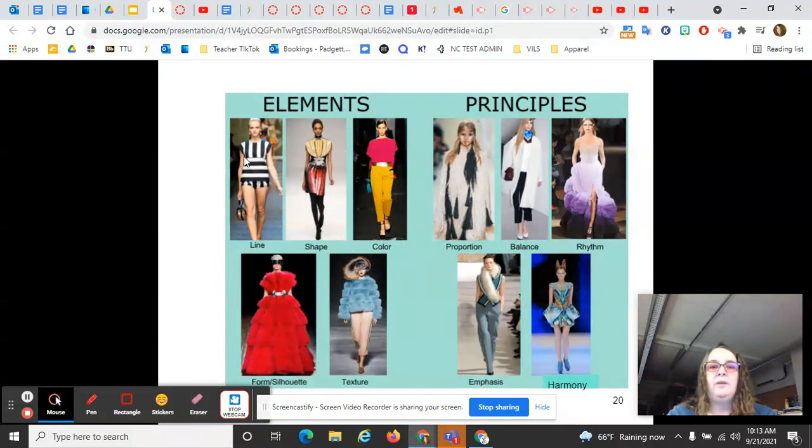Okay, so this last slide here, it goes over your elements of design. And remember that shape and silhouette are the same thing. I just gave you two examples here so that you could see the different shape. So you have line, color, shape, and texture. And then you have your principles of design, which are your proportion, your balance, the rhythm, the emphasis, and then harmony.